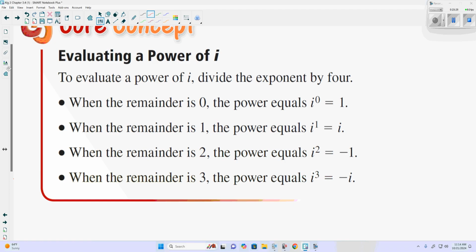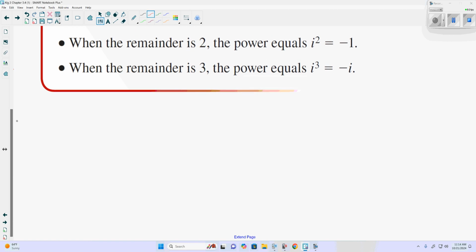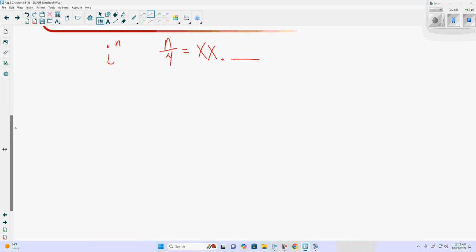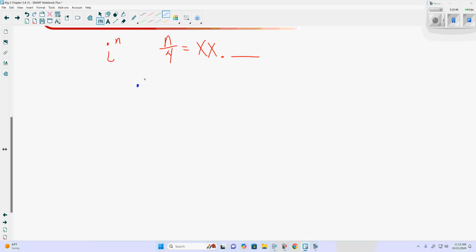Now we have this here. And really what this is saying, and this is kind of nice and handy, we can write this with i to the n. Whenever you're given i to a power, take whatever that power is and divide it by 4. And we're going to get a number with a decimal. Now if the decimal is 0.25, then our power of i is going to reduce to i.